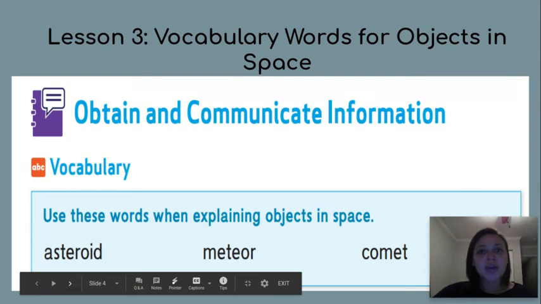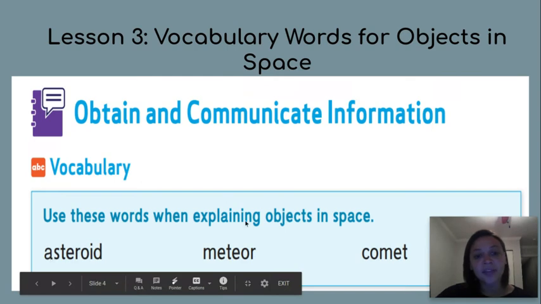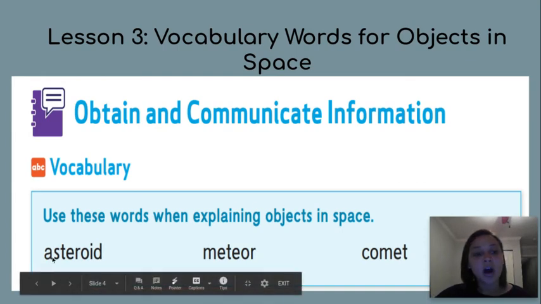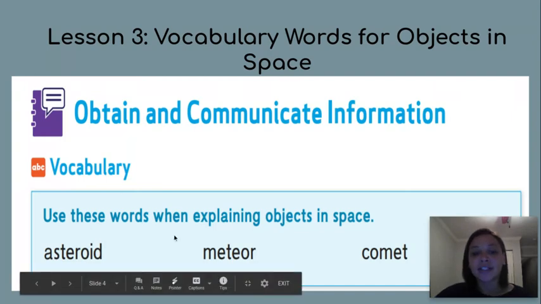All right, so here we have our vocabulary words for objects in space. And we're going to learn about 3 objects in space other than planets and the stars and the moons, okay? So each of these 3 objects, asteroid, meteor, and comet, are objects that can be found in space. Today's lesson is going to be focusing mainly on asteroids, and we're going to be talking about the inner and outer planets. And then the next video lesson, we're going to focus on meteors and comets, okay?